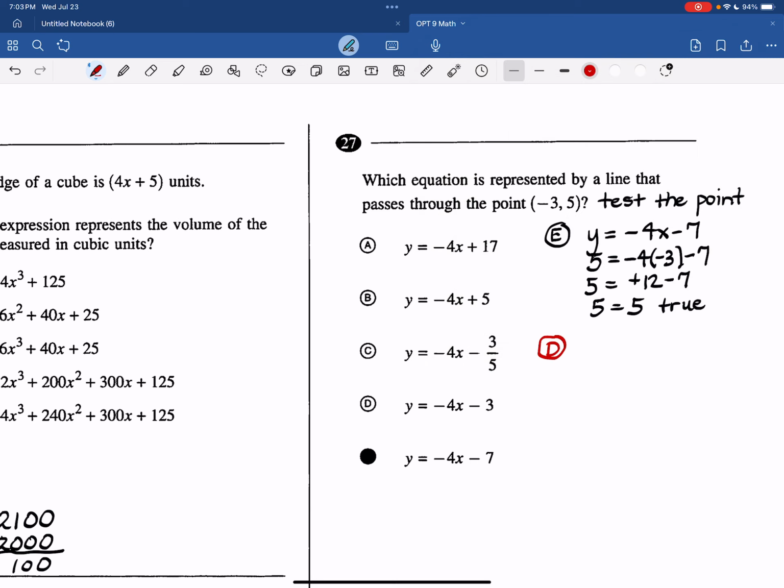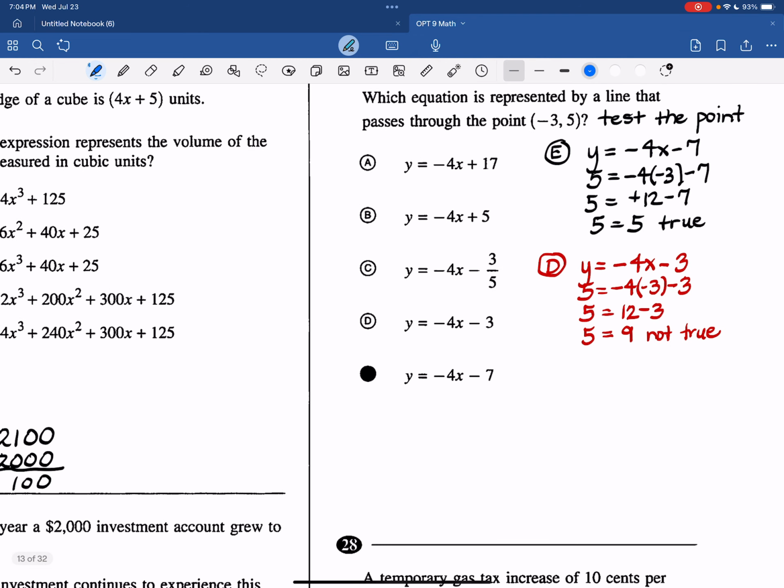Okay, D. We have y equals -4x minus 3. So I'm going to test the point using the 5 for the y. The -3 is your x. So this becomes 5 equals 12 minus 3. So I've got a 5 on this side and a 9 on this side. That is not true. That is not the answer.